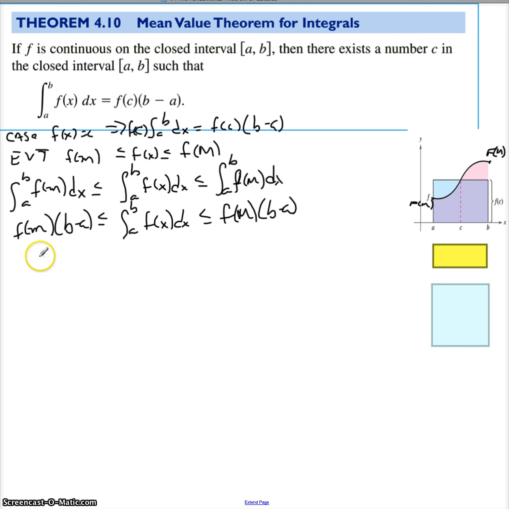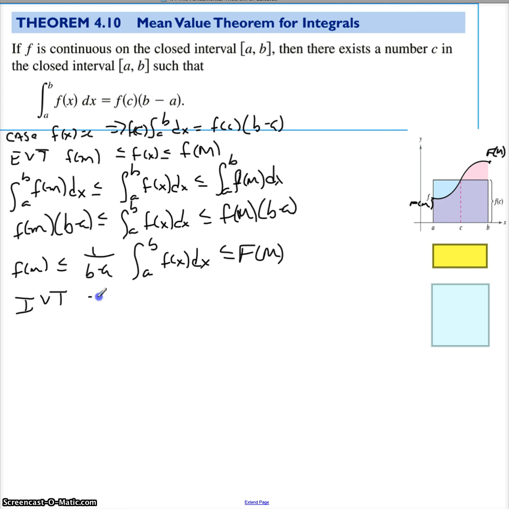So let me divide through here by b minus a, because a and b are not equal, so I'm not having to deal with dividing by 0 here. So this function is bounded. Now, from this last inequality, we know we can apply the intermediate value theorem.